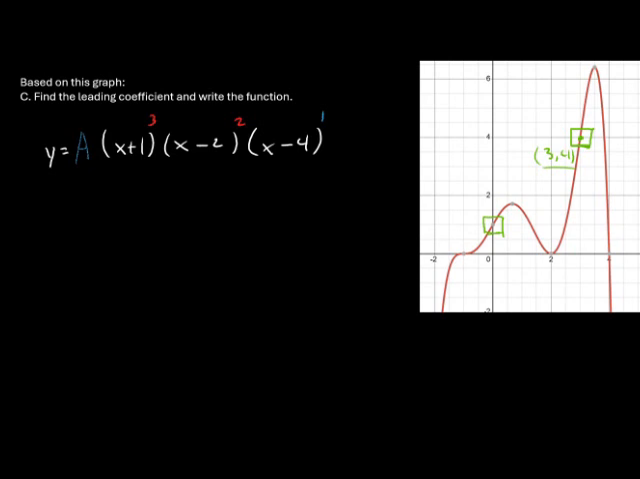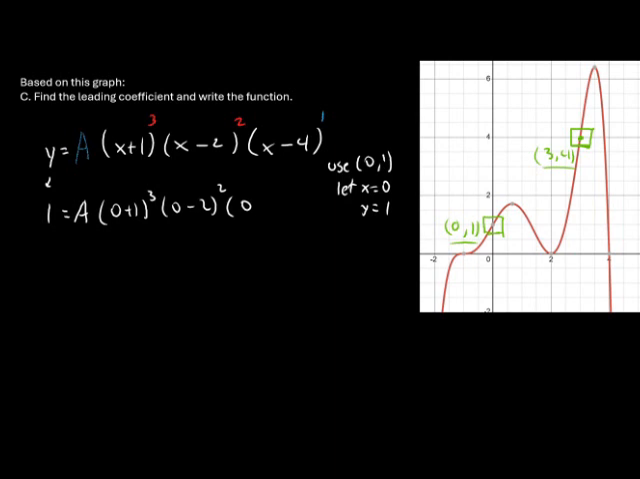At that y-intercept, we have x equals 0 and y equals 1. And so that point 0, 1 is going to make our math for finding a little bit more straightforward. Once again, either point will work, but the easier option is to let x equal 0 and y equal 1, because we know that point is on the graph. In place of y, we'll say 1, and we'll say equals a times 0 plus 1 to the third power, times 0 minus 2 to the second power, times 0 minus 4 to the first power.